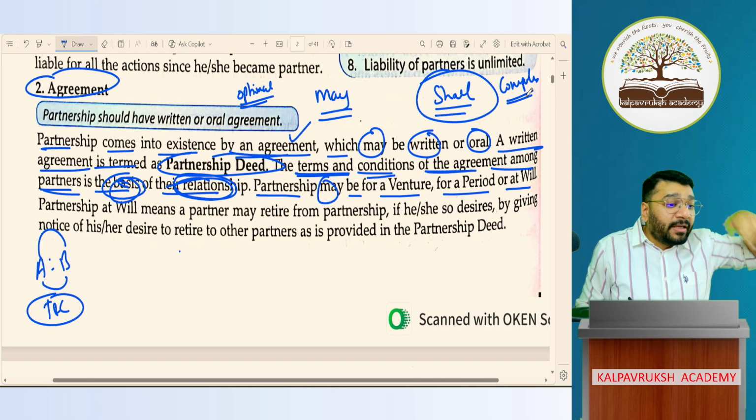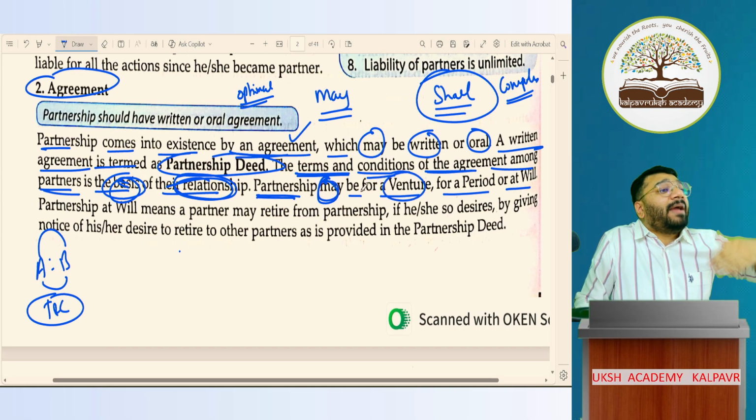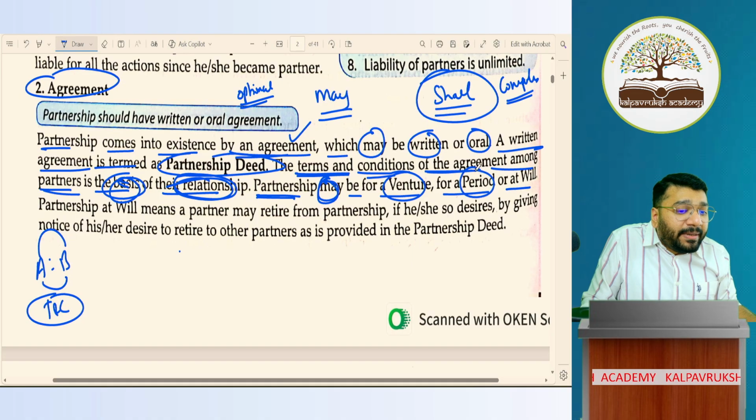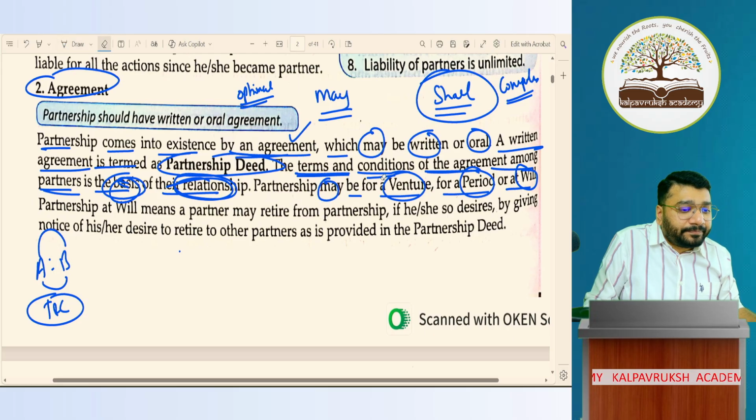Okay, not okay. Here, what word are they using? Partnership may be for a venture. It means it can be either for a venture or for a period, or it can be at will. Now listen to me very carefully. So what does this mean?